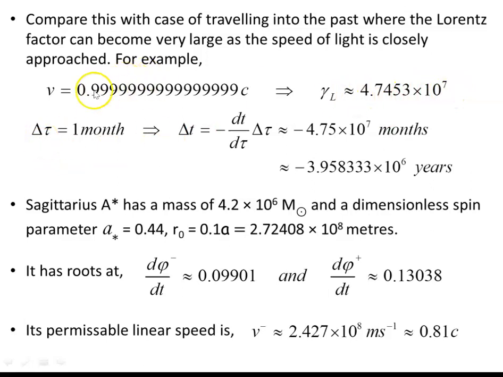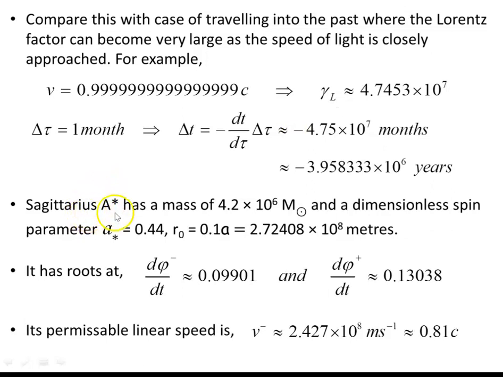So, okay, let's imagine we have a spaceship that's traveling at this speed here, with observers in it, and they travel at that speed for a month. Delta t becomes minus dt d tau delta tau. Remember, we're traveling backwards in time, is 4.75 times 10 to the 7 months, which is 3.96 million years into the past. All right. Traveling forward, the Lorentz factor is limited in how high it can get, because we're only getting to about 78, 81% the speed of light.